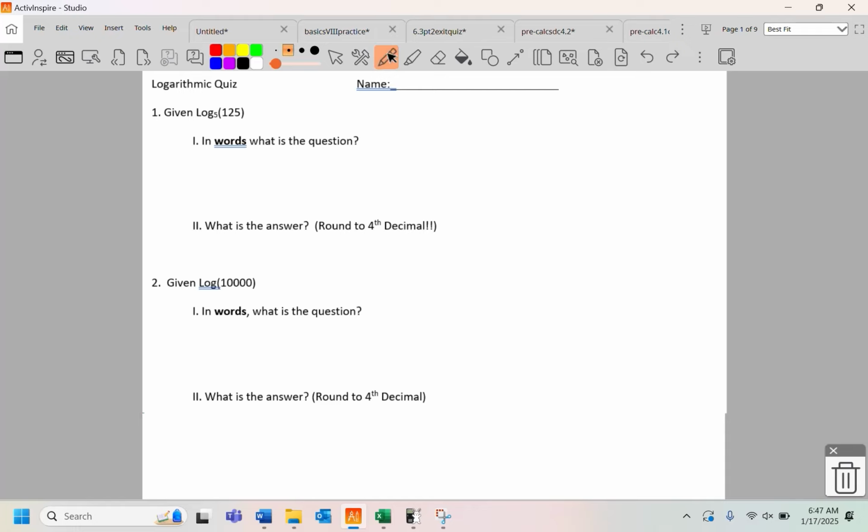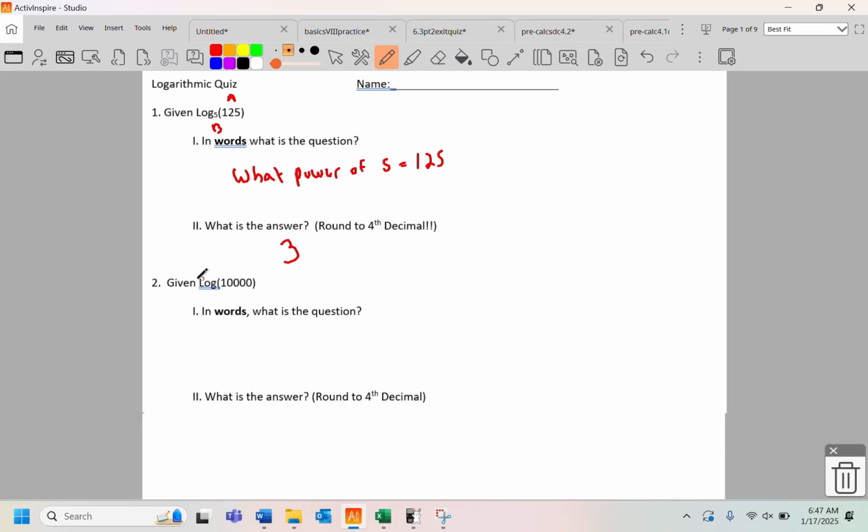So, first one, in words, what is this thing asking? This is your base, and this is kind of like your answer. So it's saying, what power of 5 is equal to 125? And the answer to that's 3. It is. It's not a hard question.